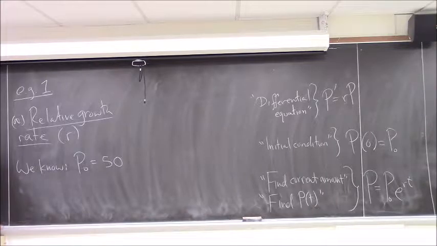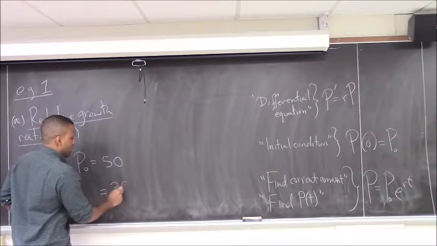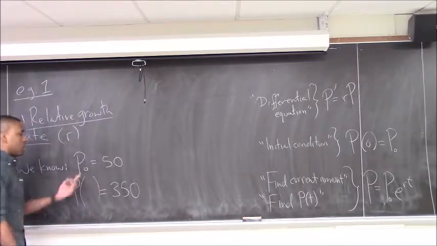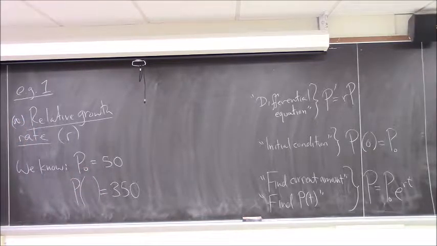What other information do we have? P of t. Do we know P of t? I don't think we know P of t yet. We know what the population is at 3 p.m. So we know something about 350 happens at 3 p.m. How would you express that as an equation? P naught? Well, P naught is always the initial amount. It'll never mean anything else. P of time? Okay, how are you thinking of time?